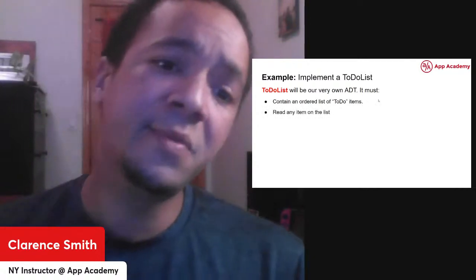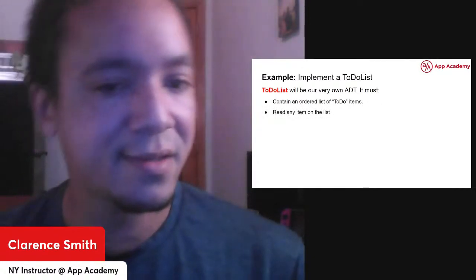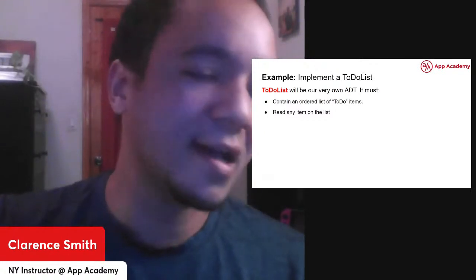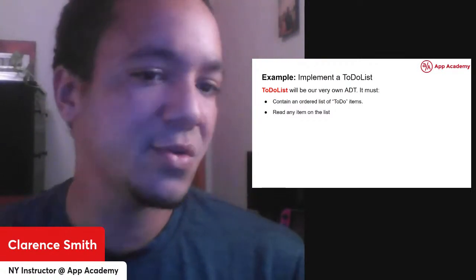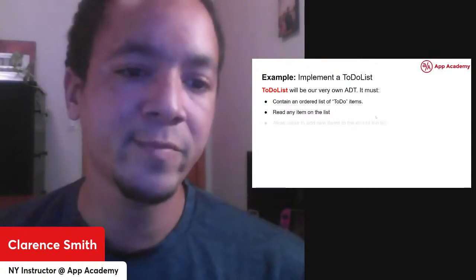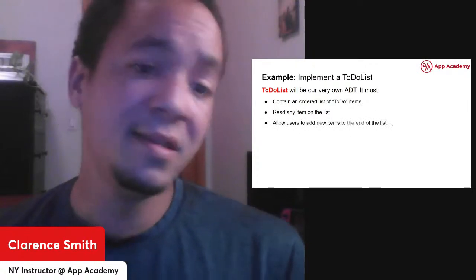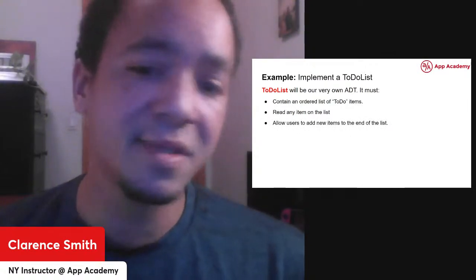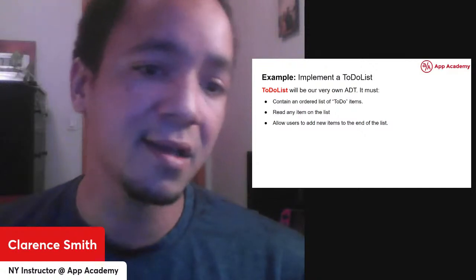Awesome. So you need to be able to read any item on the list. So you need to read the first item, the middle item, the last item. You want to be able to read those things. And then, yeah, users should be able to add items to the end of the list. So the list can get longer.